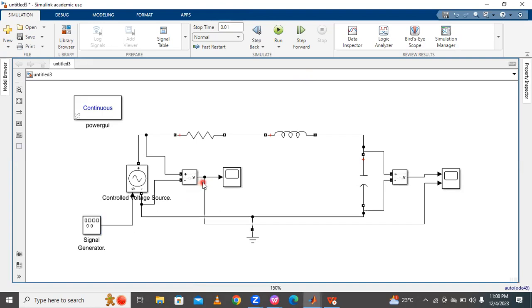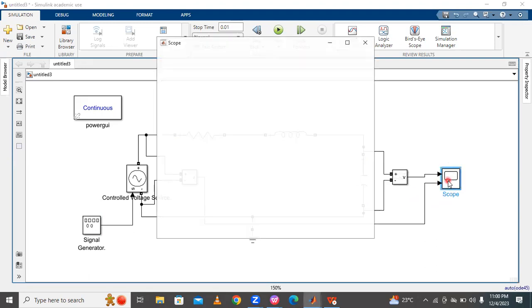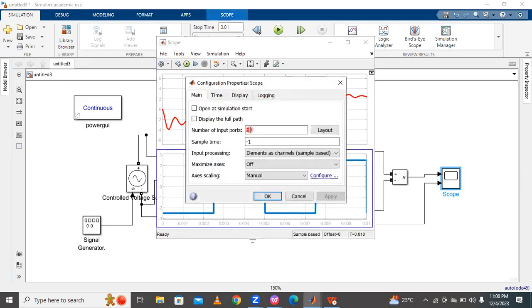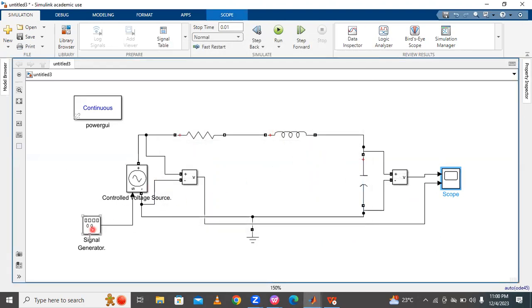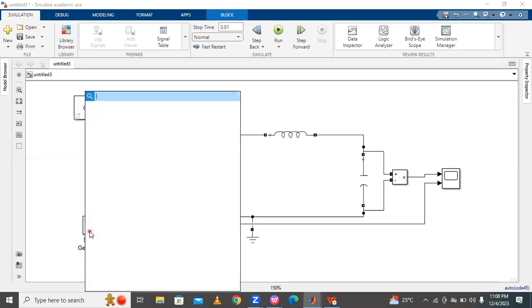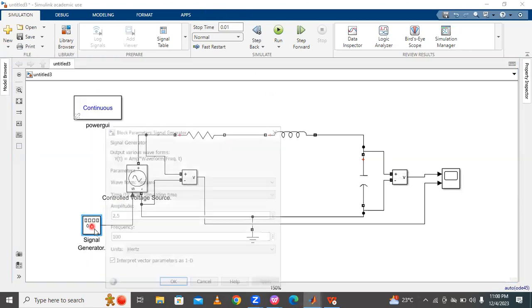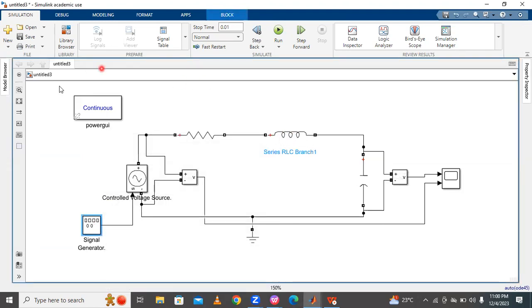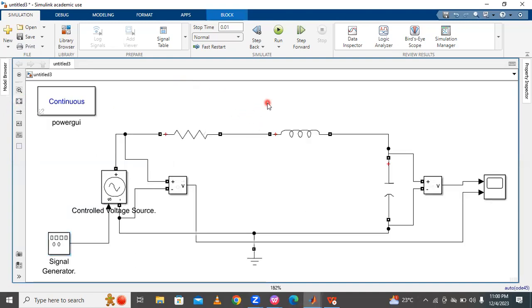Connect one input also here. The other scope is not required. Here, inputs and outputs are connected to the same scope. By opening the scope, number of input ports is 2. Change like this and connect 2 inputs. Frequency 100 hertz, amplitude 2.5. The input waveform is the scale input. For scale input, what is the output?